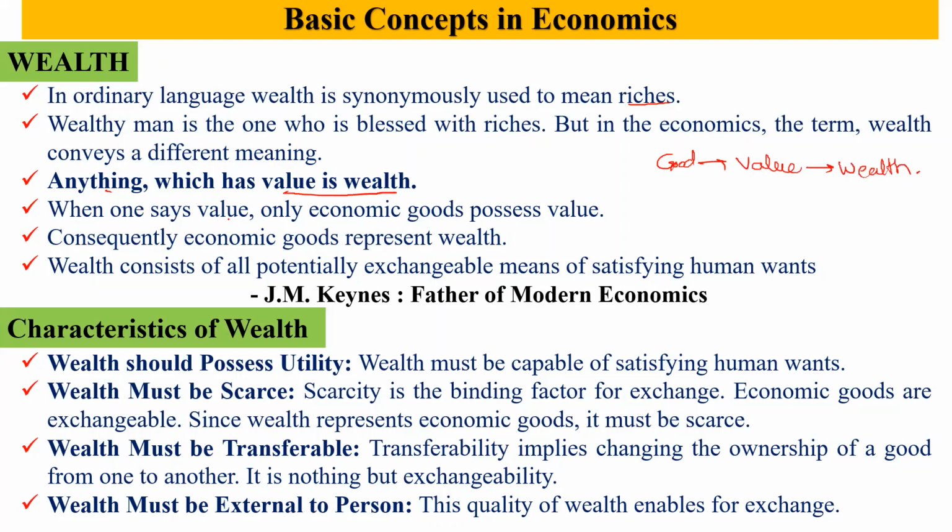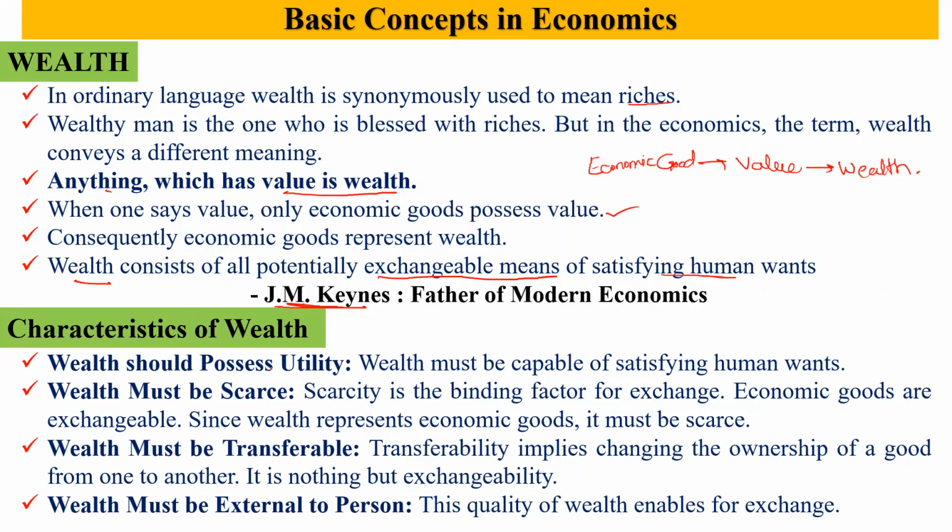So when one says value, only economic goods possess the value. We have seen that value means value in exchange, that is, the economic goods. So all the economic goods are representative of wealth. So wealth consists of all potentially exchangeable means of satisfying human wants. Whichever exchangeable means we use to satisfy human wants are termed as wealth. This is the definition given by J.M. Keynes. He is the father of modern economics.